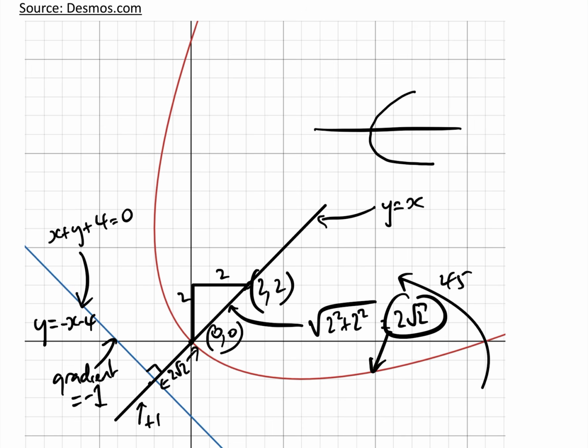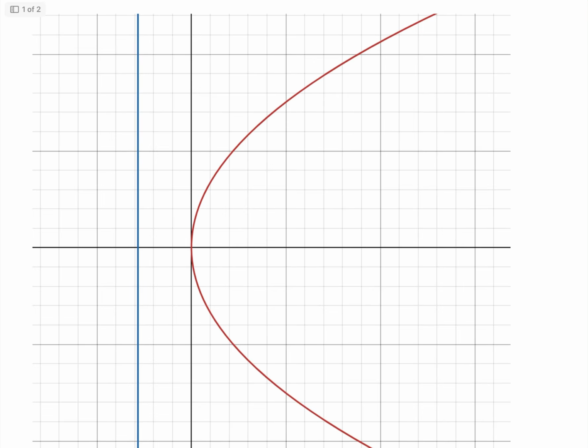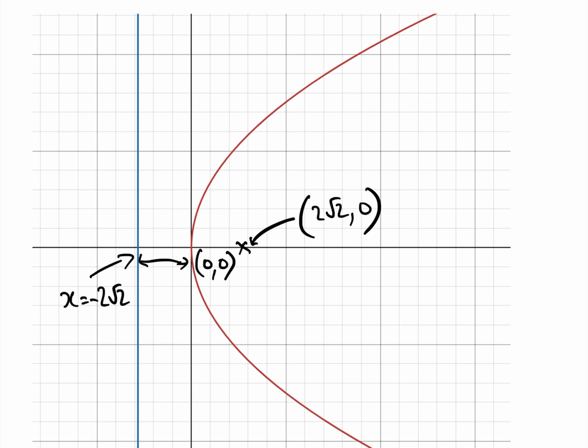So let's have a look at the unrotated parabola now, which is this one. Okay, so if we look at the unrotated parabola, here is (0, 0). Well, this now is the directrix x = -2 root 2. It is now a vertical line because we know the distance between the directrix and the vertex is 2 root 2. And we know that the focus here is going to be the point (2 root 2, 0). That's the focus because we know that that distance is 2 root 2.